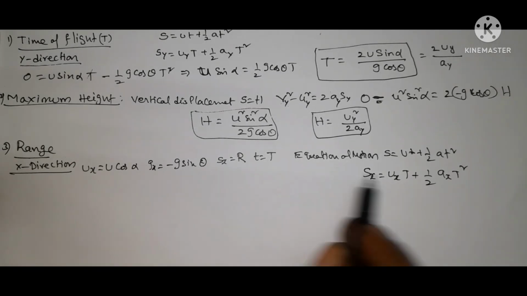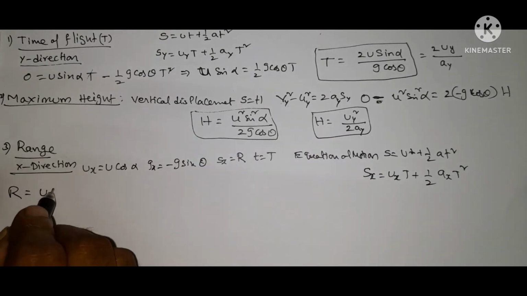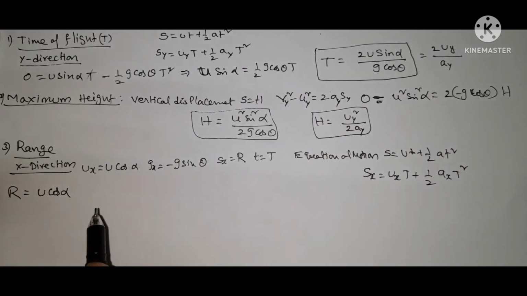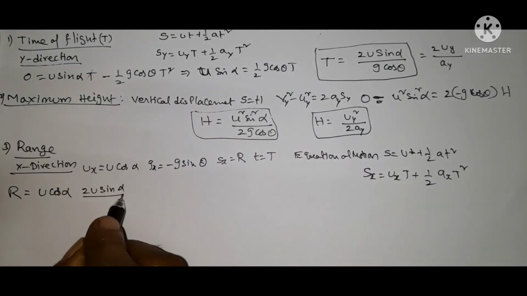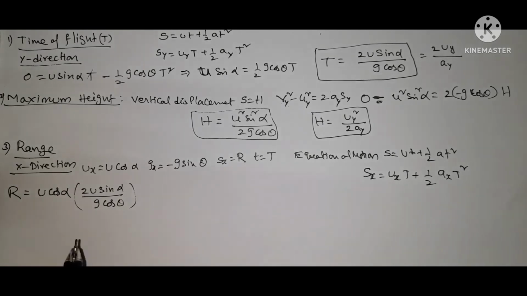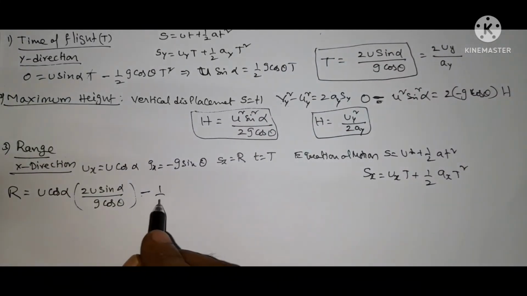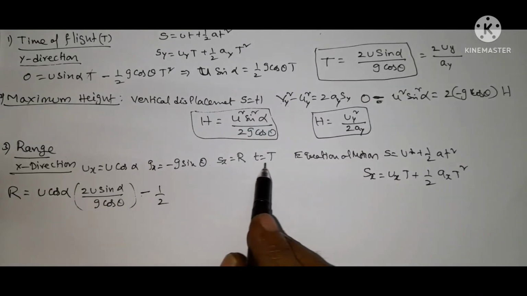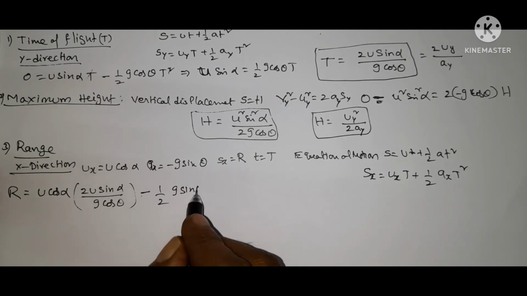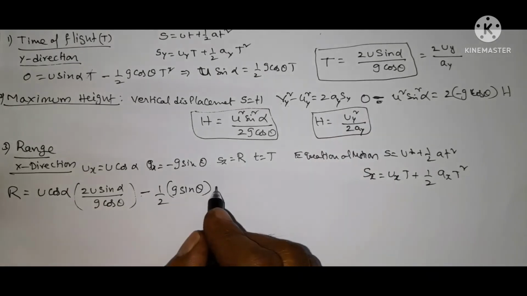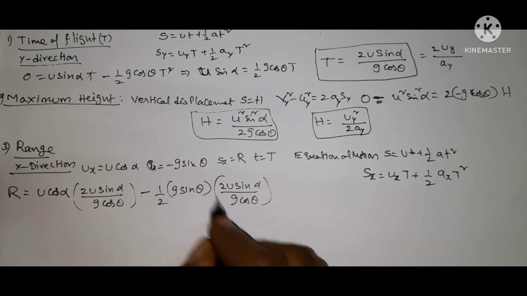Now substituting the values, sx, that is R, is equal to ux, which is u cos alpha, into the time of flight, as we know, substituting here 2u sin alpha by g cos theta, keep in bracket, plus half into ax, which is minus g sin theta, into t square, that is 2u sin alpha by g cos theta, whole square.